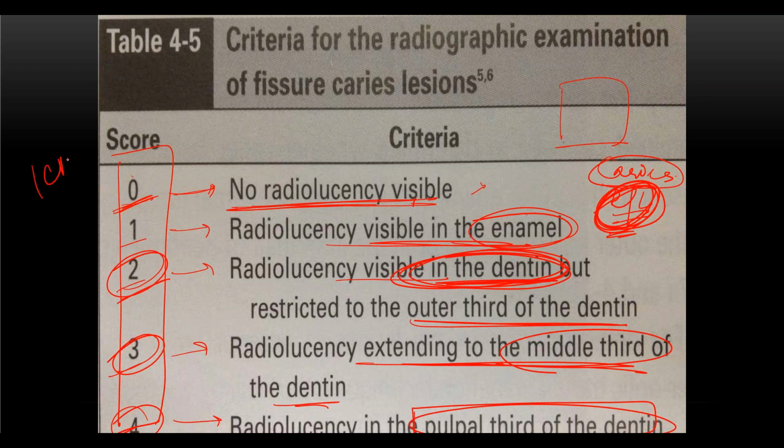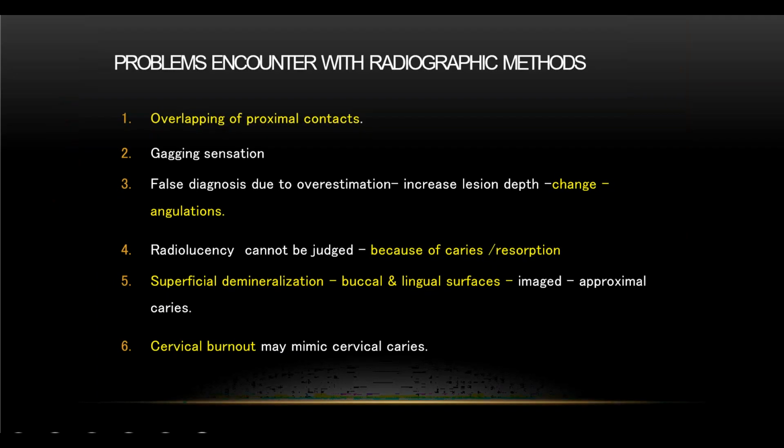According to ICDAS scoring, what is 4? Score 4. Dentine discoloration is visible. Yes, ma'am. When the dentine hue of the caries can be seen, yes, dentine gets affected. Very good, very good. When dentine discoloration is visible through the dentine, that hue is visible. That is ICDAS scoring 4.